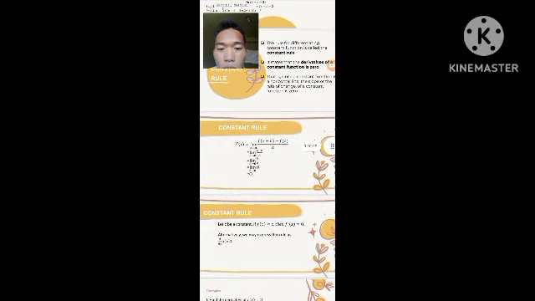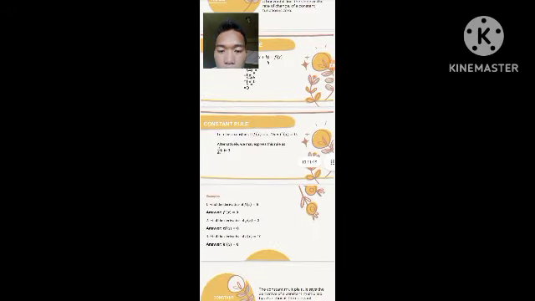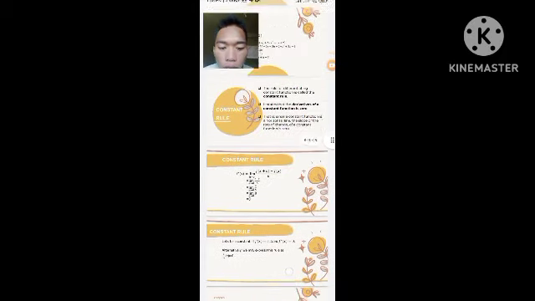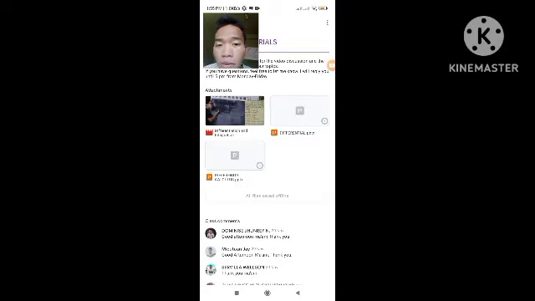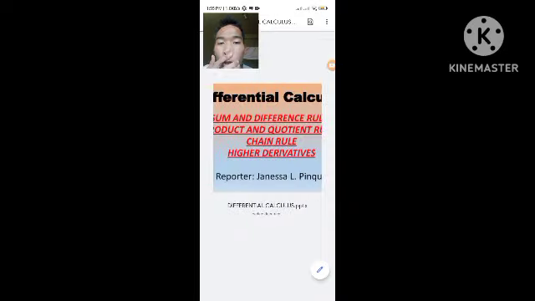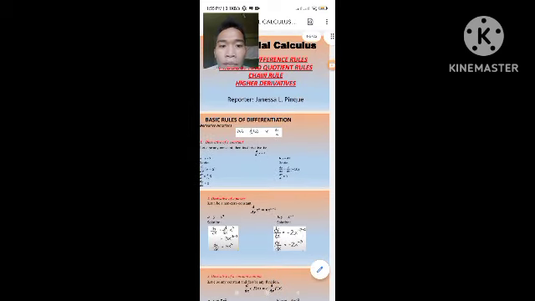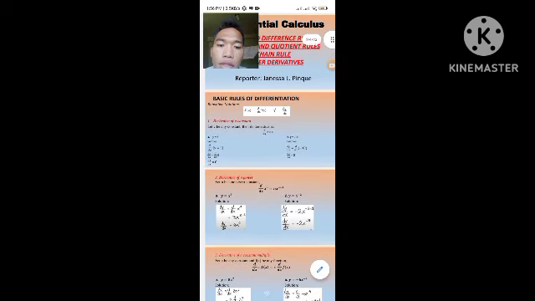Then the second topic is the basic rules of differentiation. The first is the derivative of a constant. Let c be any constant, then its derivative is d over dx of c equals 0.